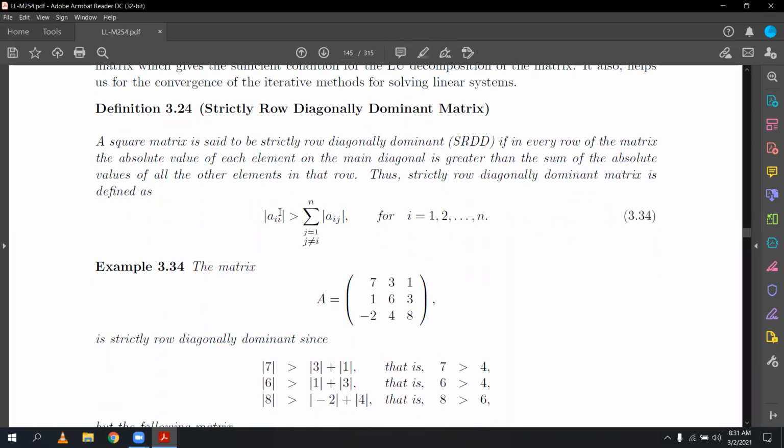And this is the definition of the strictly diagonally dominant matrix. What does this mean? This means if your matrix is SDD, SDD meaning strictly diagonally dominant matrix, it means that in each row, the diagonal element must be bigger than the sum of the other elements in that row.